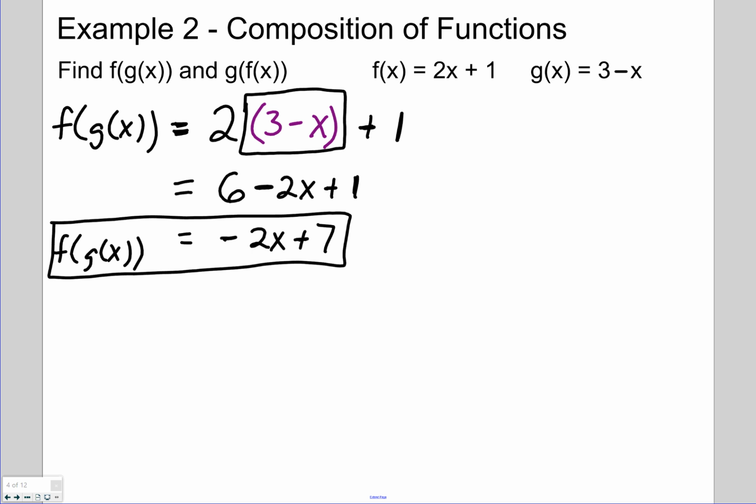Questions? Yeah, Pablo. So on that x inside of the 3 minus x, you don't have to make it 3 minus x. That would be f of g of x of g of x. That'd be a composition within a composition. That's like the movie Inception. We don't do that. All right?